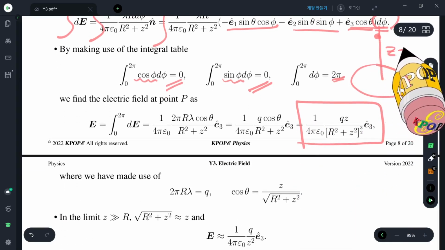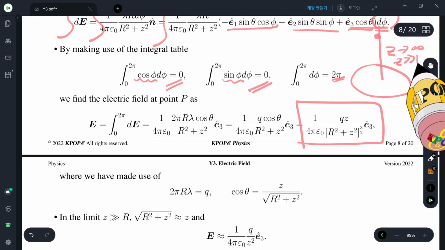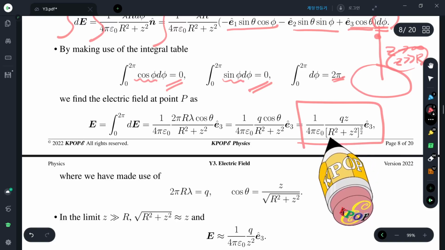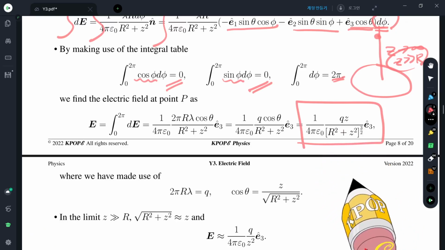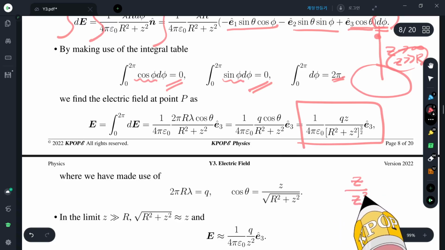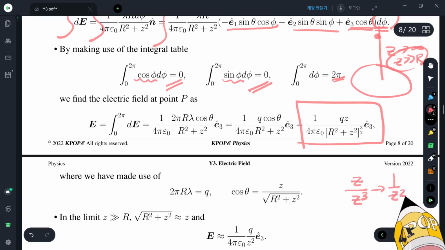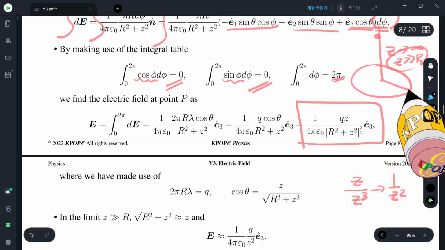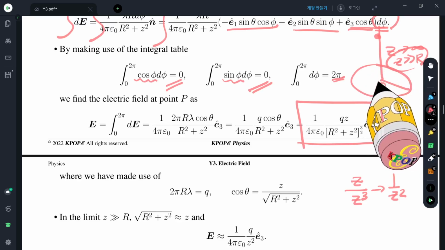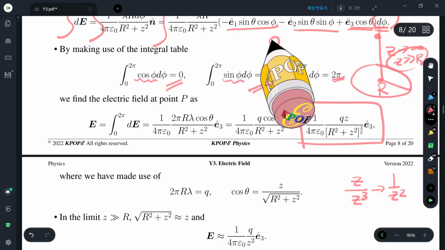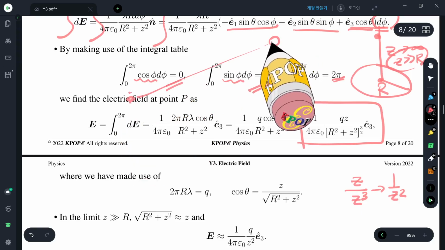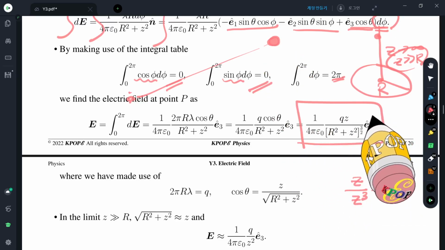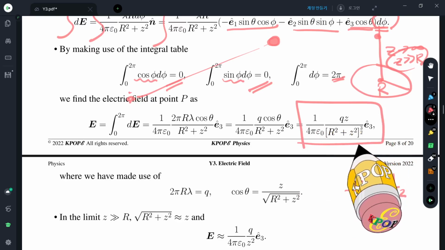When z goes to infinity, that means z is much greater than r, then we can ignore this. What happens? In that case, this expression becomes z over z cubed, that is 1 over z squared. When z is very large in comparison with the radius of this circle, it is just like a point. If you look at a circle from very far away, then you can see this is just like a point. So it is just like the electric field generated by a single point charge.